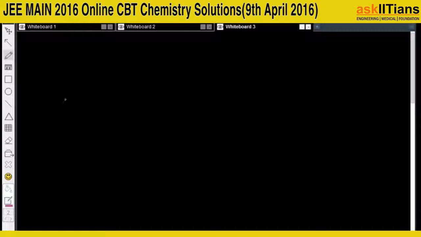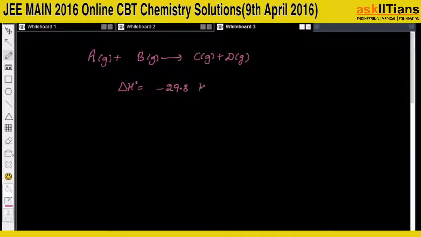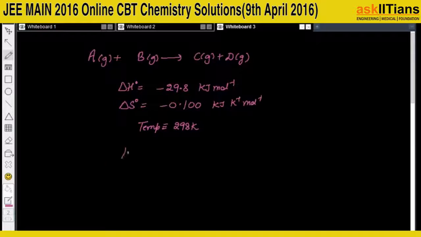So let's do the question. The reaction was A gas plus B gas going to give us C gas plus D gas. So this is known to us. Also we have been given delta H naught is minus 29.8 kilojoules per mole. Also delta S naught is given to me as minus 0.100 kilojoules per Kelvin per mole. Now the temperature has been given to me as 298 Kelvin. So we need to find what is the K equilibrium for this particular reaction.